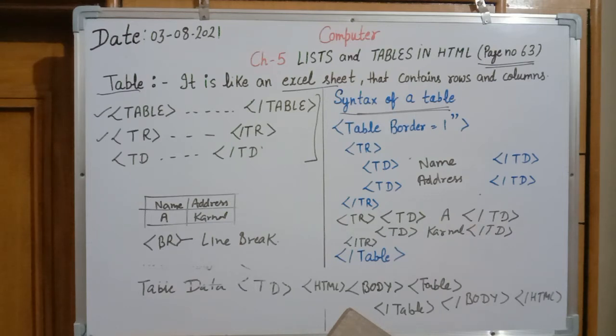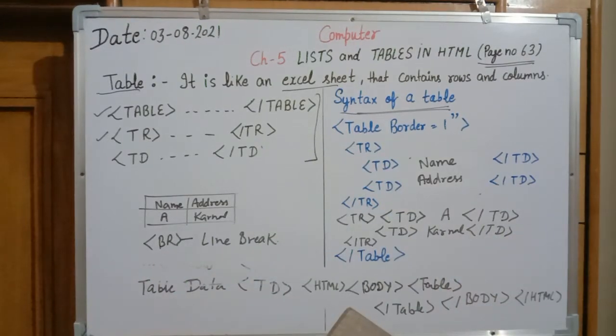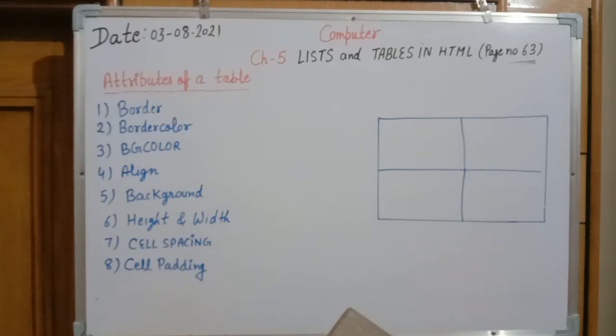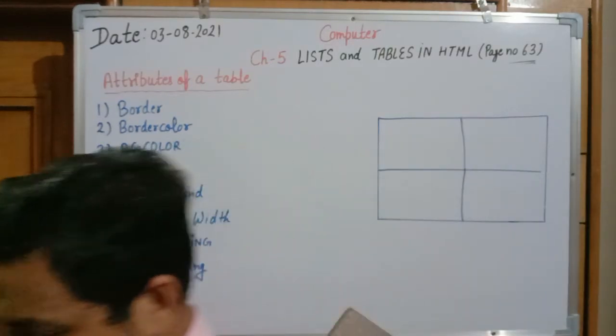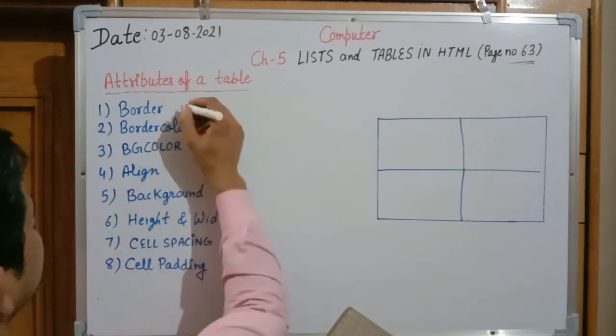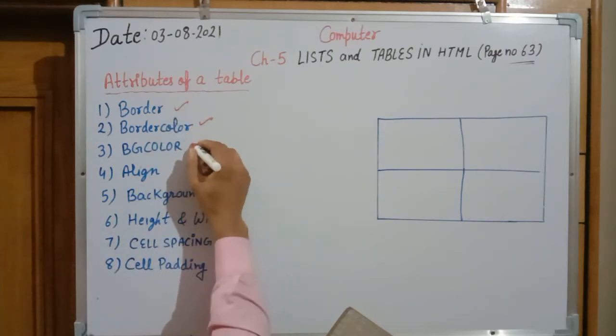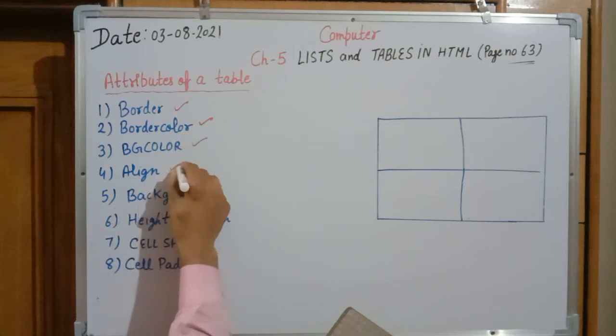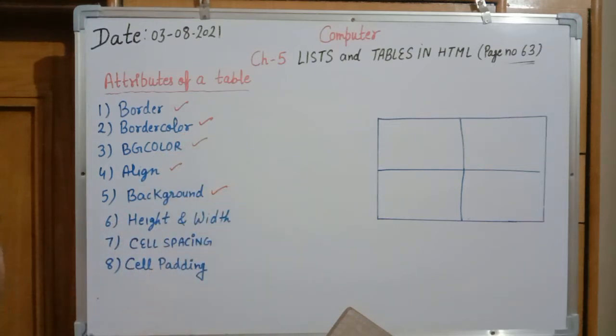Now come to the next part, that is the attributes of a table. It is given in your book on page number 64. Which type of attributes are used to create a table? We will discuss many attributes in this concept. These are the attributes that are used to create a table: first is border, second is border color, third is BG color, fourth is alignment, fifth is background, sixth is height and width, seventh is cell spacing, eighth is cell padding.